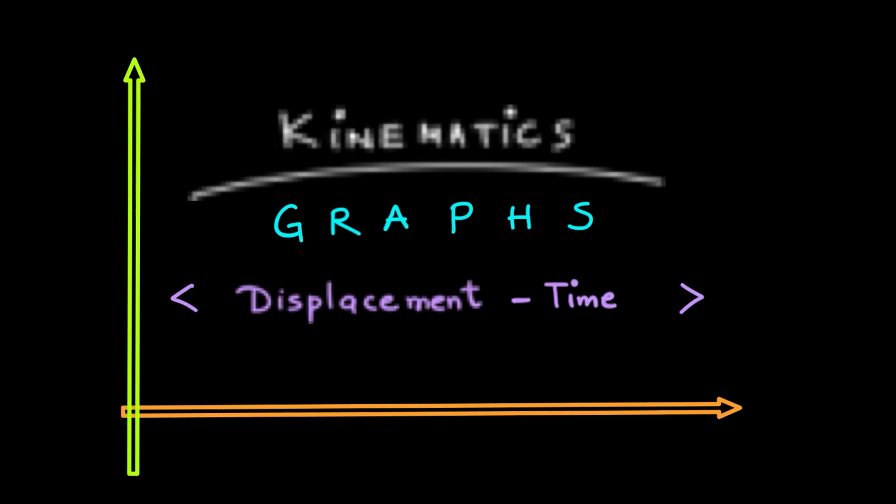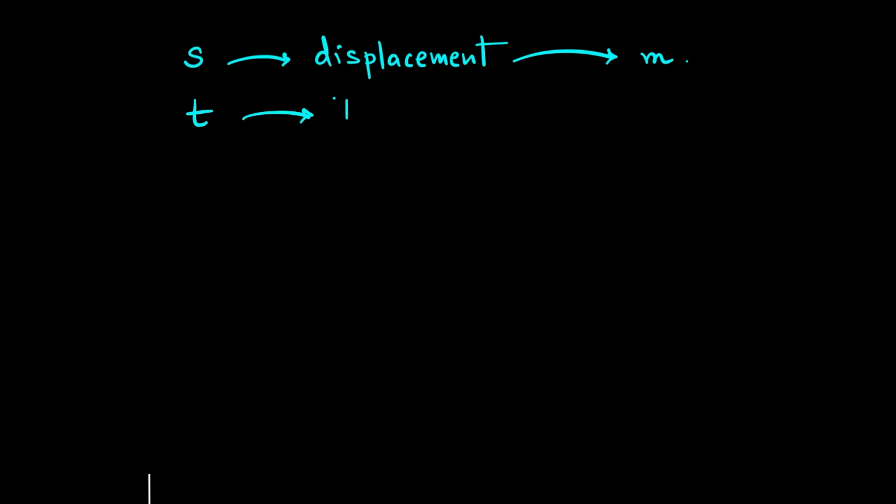In this video, we will understand the concept of displacement time graph. First of all, we will use the symbol S for displacement. Distance measured with respect to a point is the displacement, and the unit of displacement is meters. T is the symbol that is used for time taken, and the units are seconds.